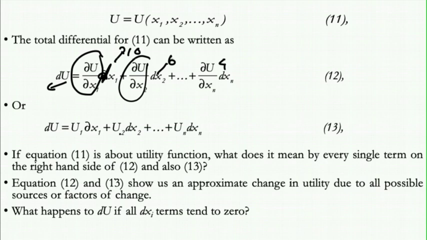What happens to du if all dxi tend to 0? That means no change in the amount of consumption for good x1, good x2, until good n. Then this one becomes 0, this one becomes 0, this one becomes 0. Obviously, this one also becomes 0. That means there is no total change in total utility.